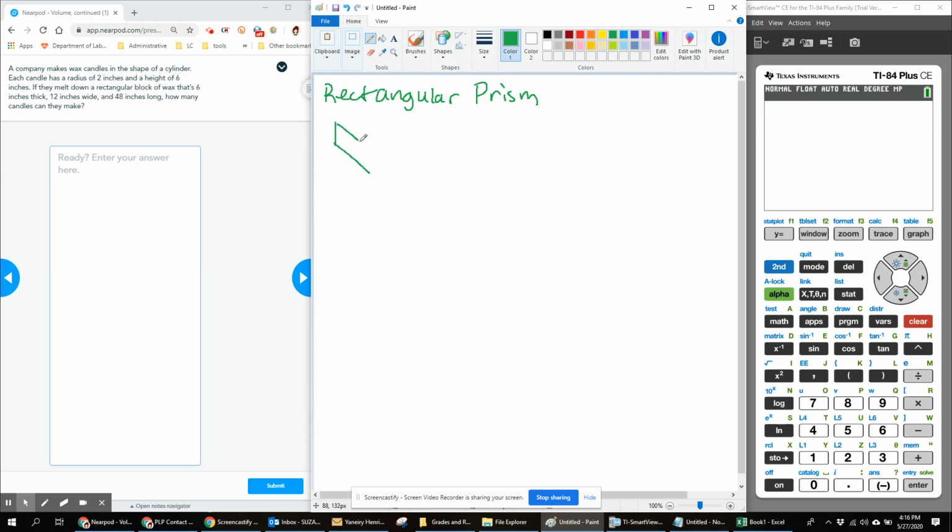So a rectangular prism looks like this. It's 6 inches thick, so that'll be our height. And then the base is 12 inches by 48 inches, so that'll be the length and width. So it's a prism.